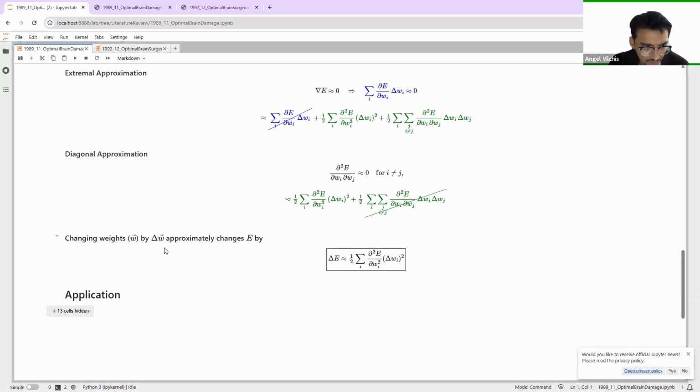And what is it? Well, we could approximate how E, the objective function, changes given that we change the weights by delta W. And this we can compute. So that's all the math really behind Optimal Brain Damage. And this is done with backpropagation.